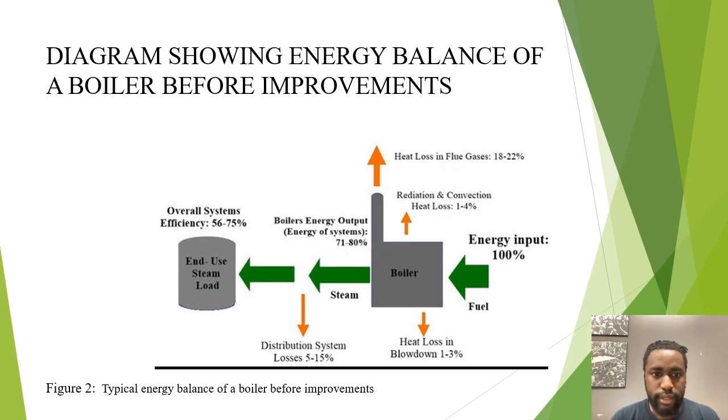Here is a diagram that directly describes the amount of heat losses in a boiler system. As you can see, the highest amount of loss in this boiler system is the heat loss in flue gases, which consists of about 18 to 25%. And after the numerous losses, the overall system efficiency is reduced from 100% to about 50 to 70%.